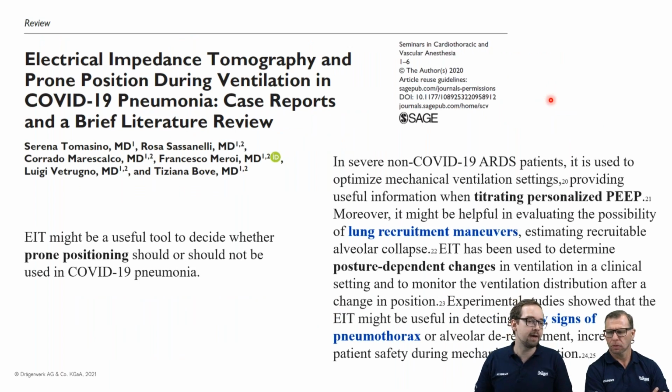COVID-19 in particular, remember with COVID-19, we want to assess recruitability. This is exactly what is being done. This is a short review of some very recent literature that is using EIT for COVID patients. There it's being used for PEEP titration, looking at positioning changes, detecting early signs of pneumothorax, which was one of the potential side effects of lung recruitment, and of course to evaluate lung recruitability. So really, for those COVID patients, this is one of the main applications of EIT.